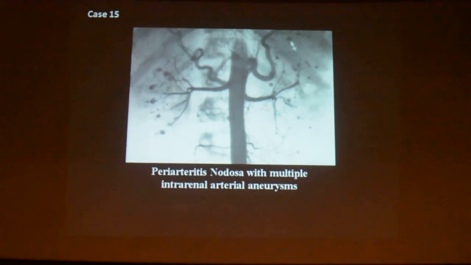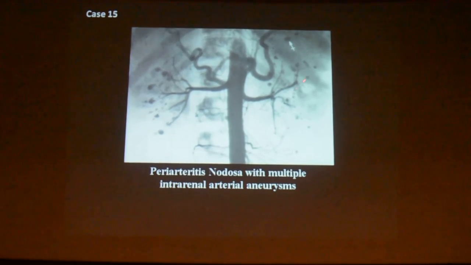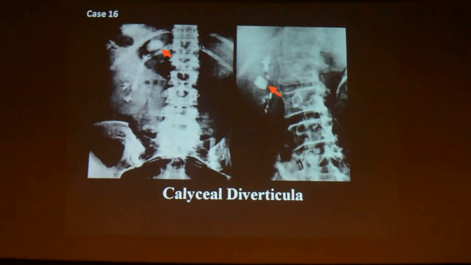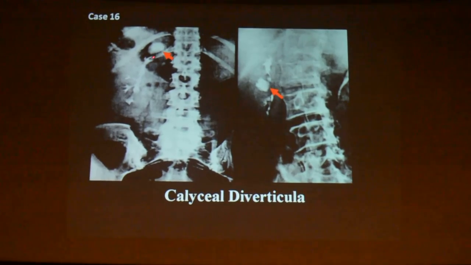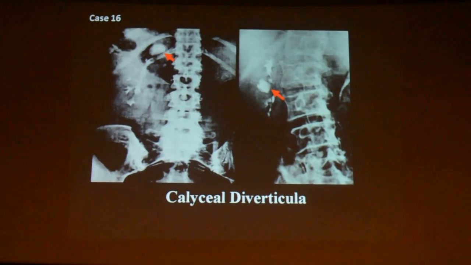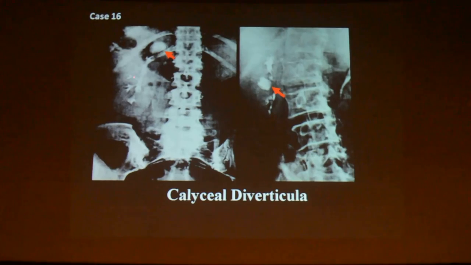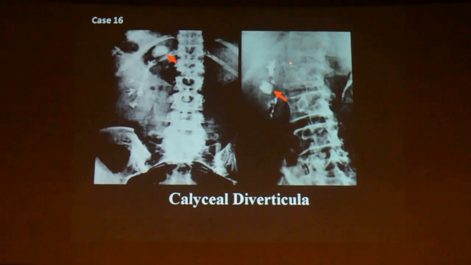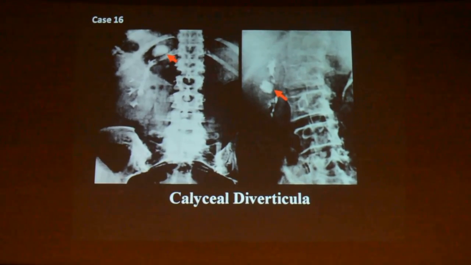Characteristic spot diagnosis: periarterial nodal calcification with multiple intrarenal artery aneurysms. Calyceal diverticulum. You could say an old renal abscess with continuation of the calyx. Calyceal diverticulum, the rest of the IVP is normal. Another example of a calyceal diverticulum.